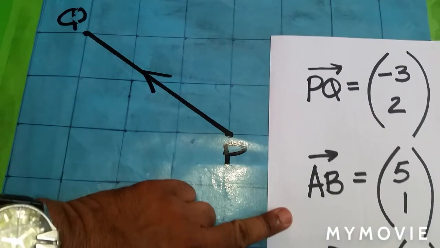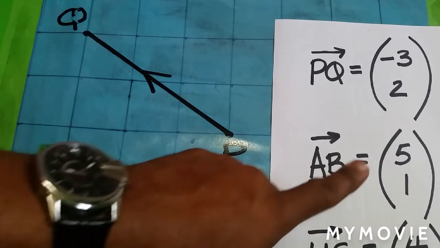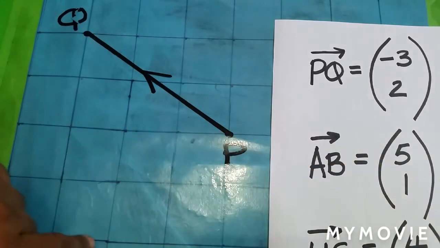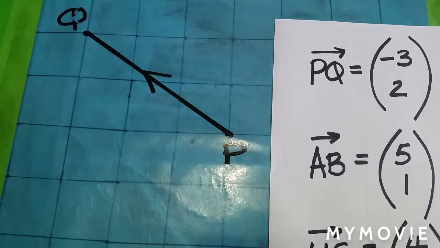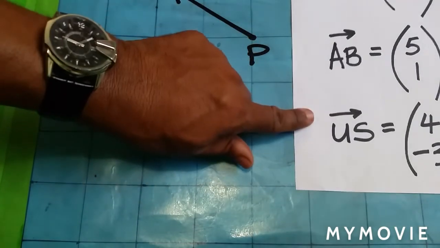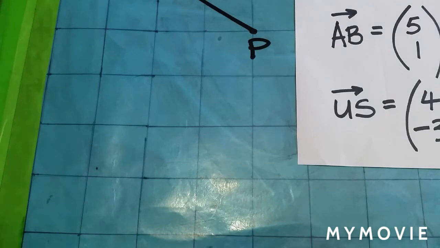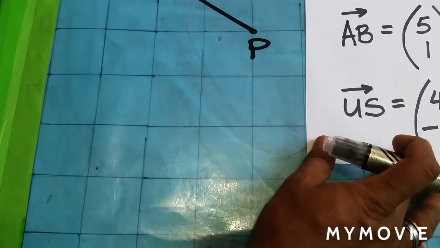Now take a look at this for me. 5 and 1, and that is vector A. Now vector A is moving 5 spaces to the right because it's +5, and 1 space up. So vector AB is moving 5 spaces to the right and 1 space up. So we're going to try to demonstrate vector AB here on the graph board. It's moving 5 spaces to the right and 1 space upwards.